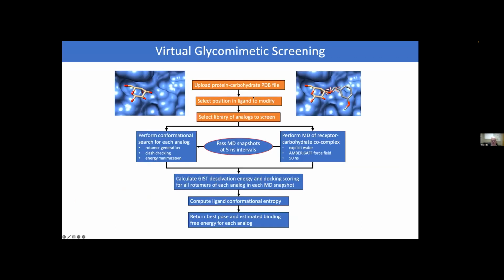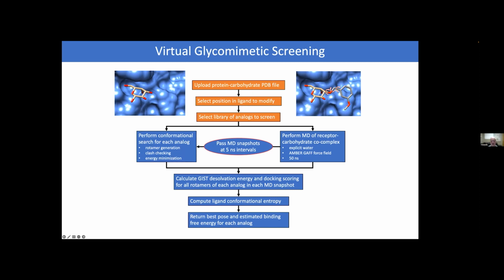So here's the overall view. What we want to do is create a web tool to do this, because then it can be open to a broader range of scientists. And the idea is they would upload a carbohydrate protein crystal structure, or plausibly it could be a structure from some other method.